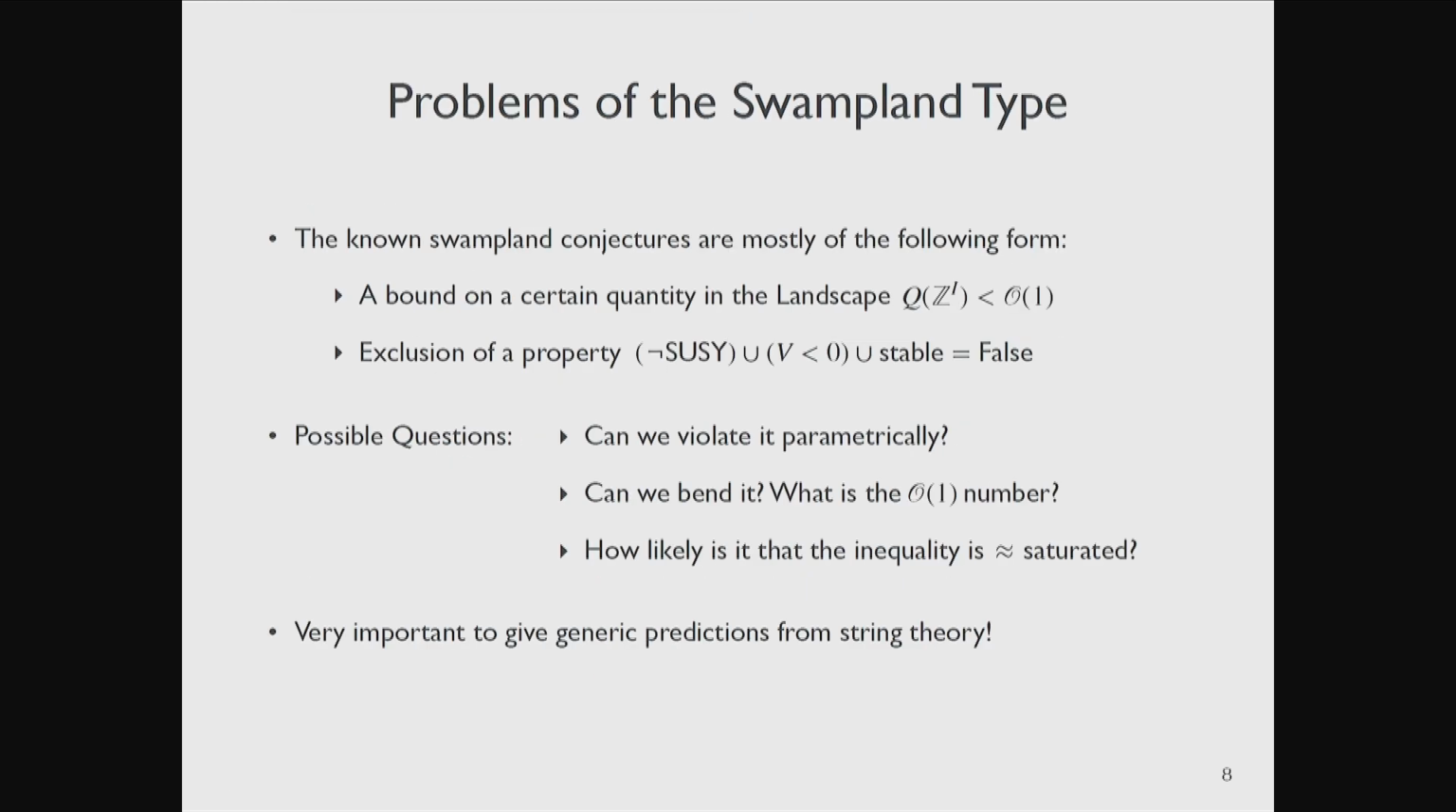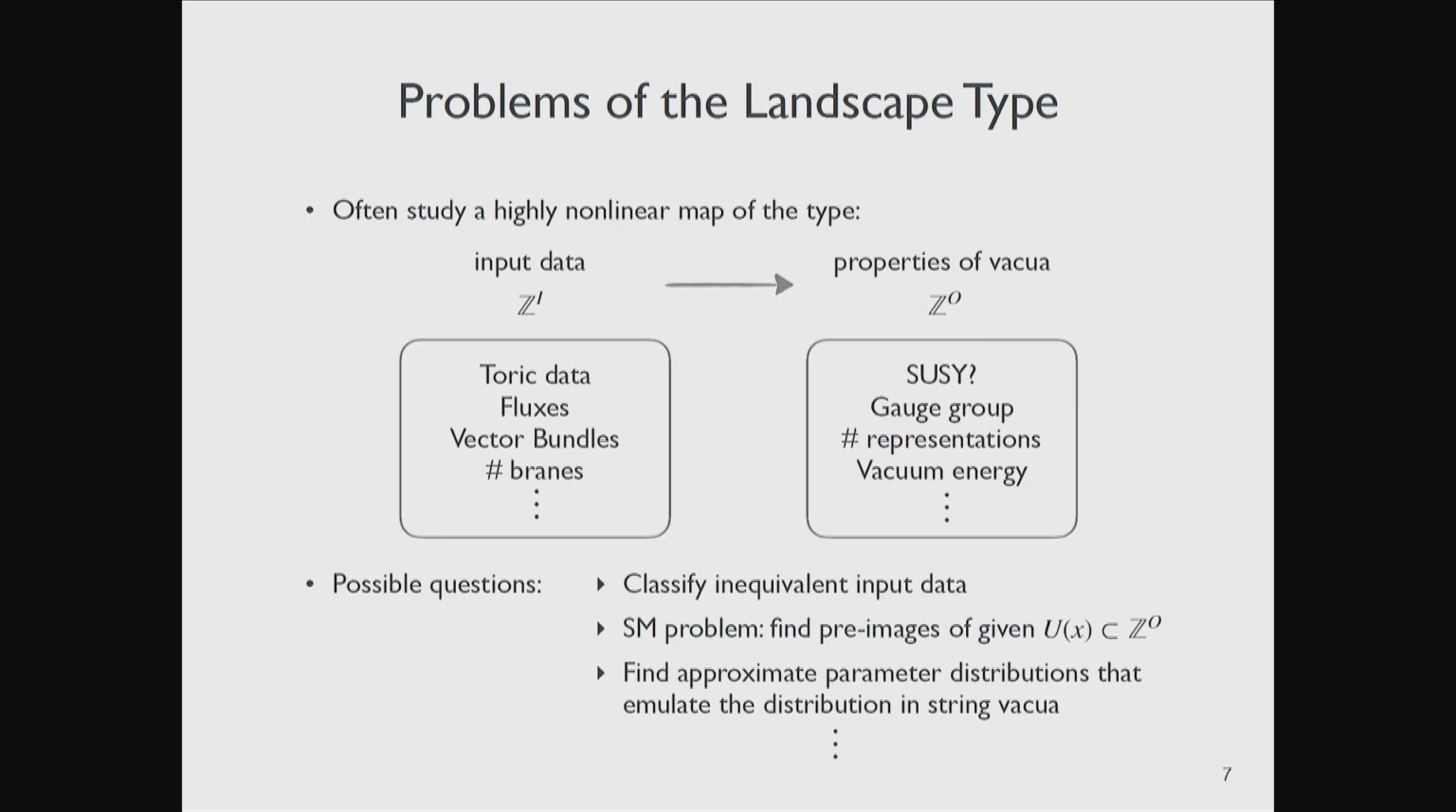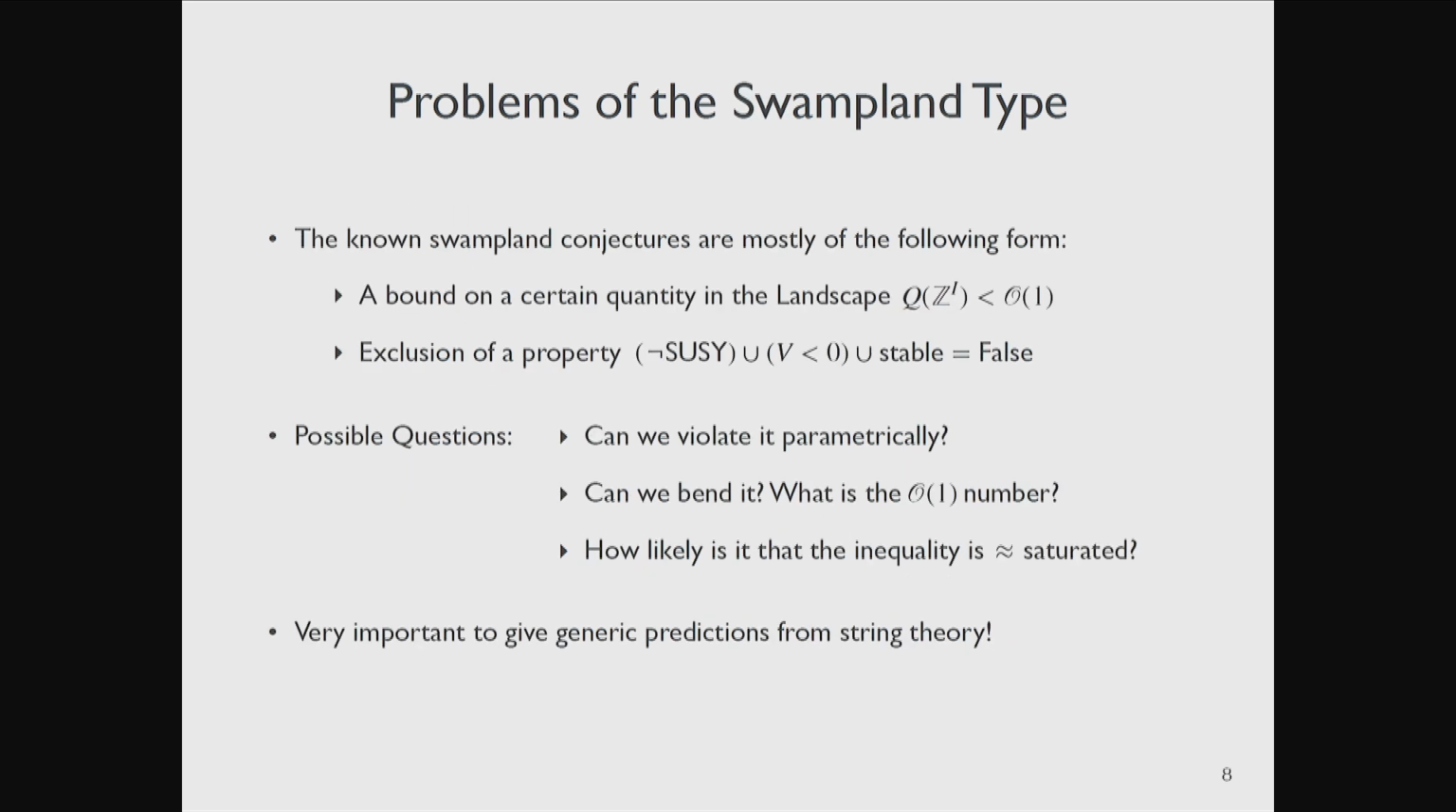So how likely is it, in a sense, to almost violate these conjectures? It's also interesting. Of course, this is not decoupled from the landscape type thinking. These two types of problems are clearly interrelated. And figuring out the evidence for these Swampland conjectures, I repeat it again, is very important to give generic predictions for string theory, just as it is important to figure out the distribution of string vacua.